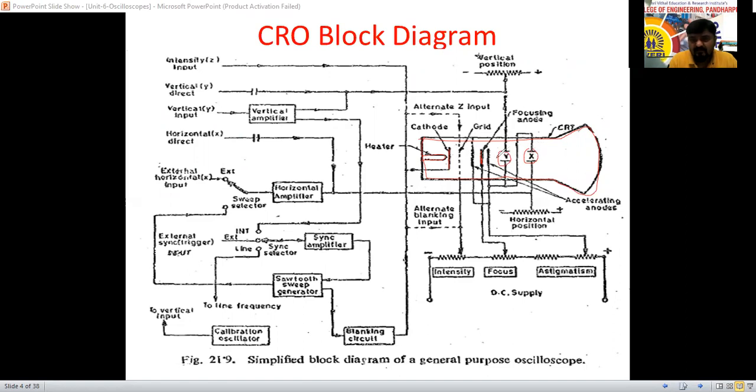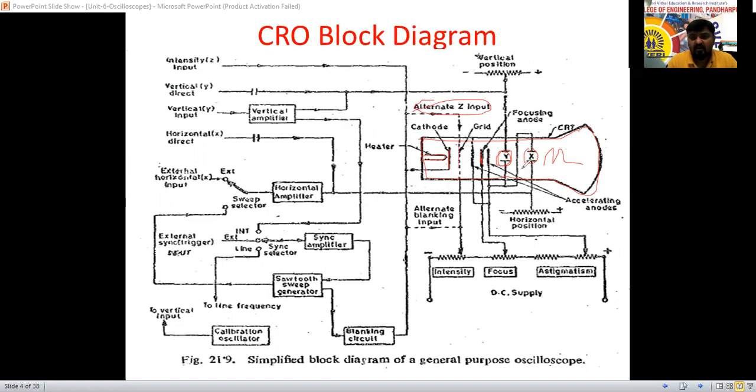Is the diagram visible or not? Yes, sir. Okay, so based on varying this resistance, we can set the position of the horizontal and vertical axis. Based on that, it is going to give the display. Just overall I am explaining here. Later we will discuss blockwise. I am going to explain that blockwise. Alternately we have provided some Z input for the alternating purposes.